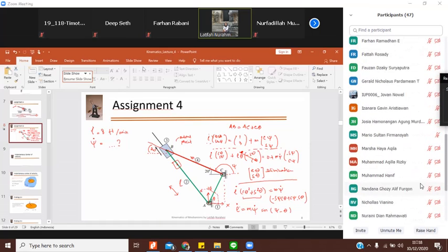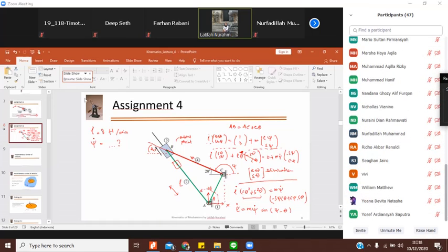We'll continue with accelerations for the slider crank, then I will give some assignments again for you to try, especially, I will emphasize this, for you who feel that you got less marks from the first 2 quizzes.